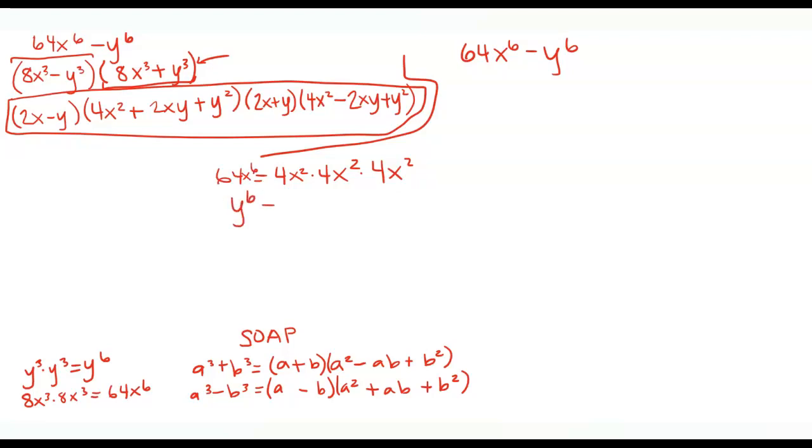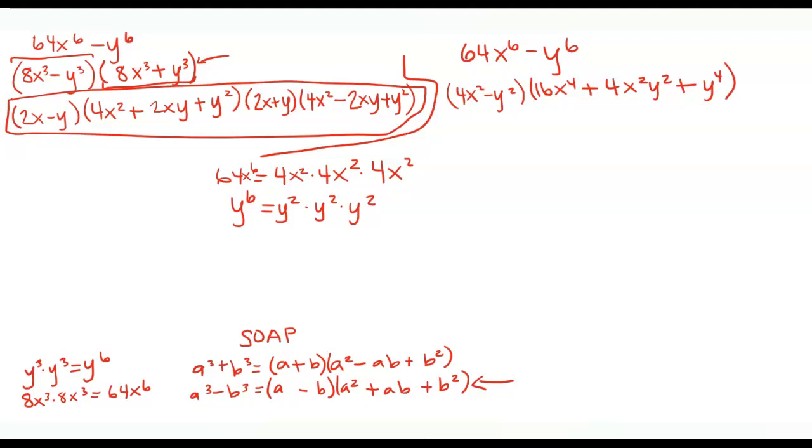y to the 6th might be a little easier to see. It's just going to be y squared times y squared times y squared. Okay, so we can see it's a difference of cubes, so we'll be using this bottom formula. So we'll do a minus b first. So 4x squared minus y squared. And then we have a squared, so 4x squared squared, which would give us 16x to the 4th. We do an opposite sign here. So we now have 4x squared y squared, and then always positive, so plus y to the 4th.